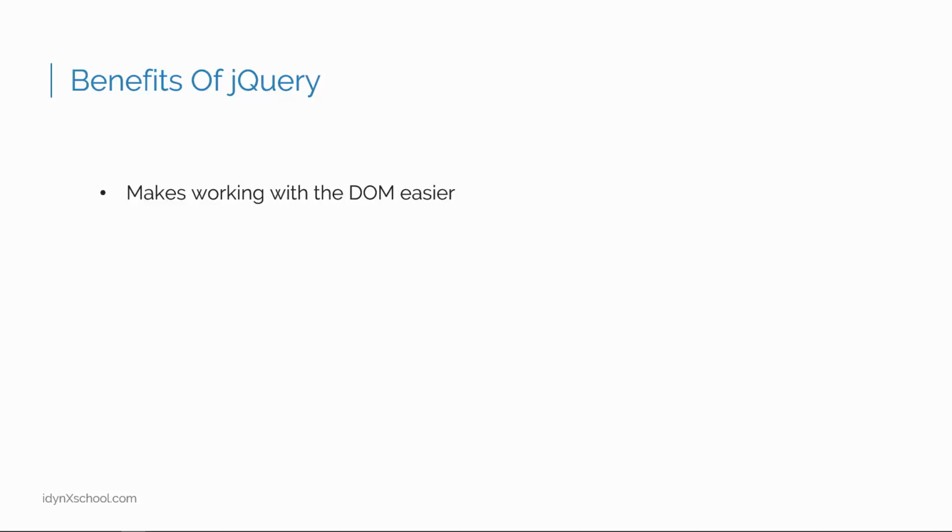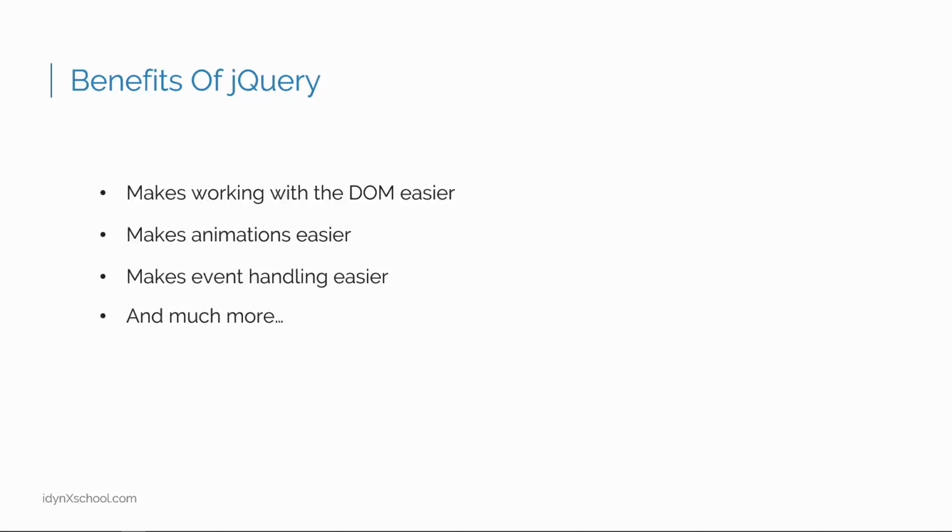Before, we would have to use pure JavaScript to try and grab a particular element deep in an HTML page. Now with the help of jQuery, we can just use a CSS selector to grab that element and do what we want with it in JavaScript. So it is much easier when it comes to working with the DOM using jQuery. It also makes working with animations much easier, as it does with event handling and much more.